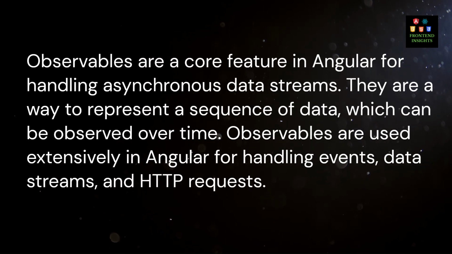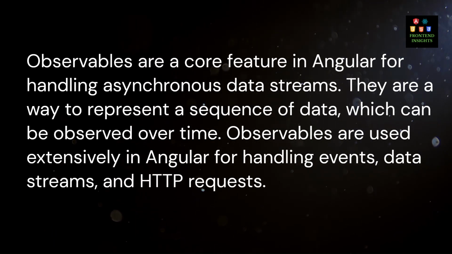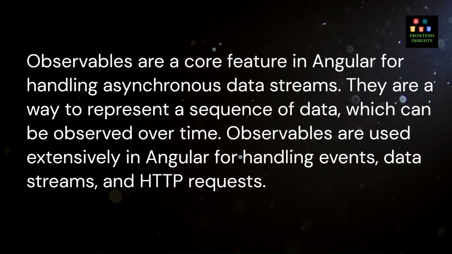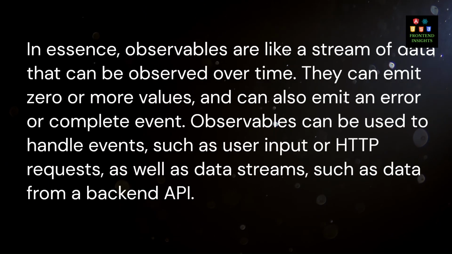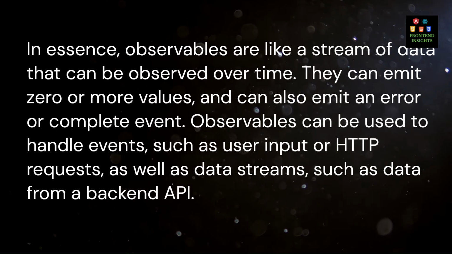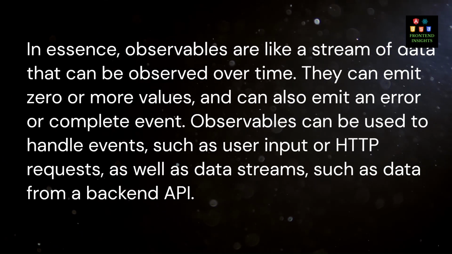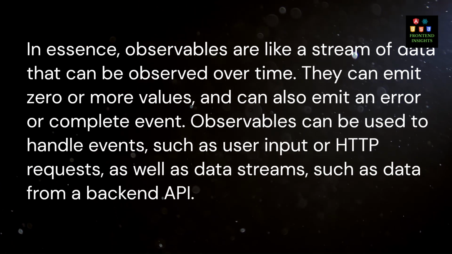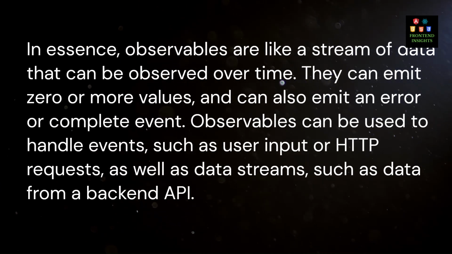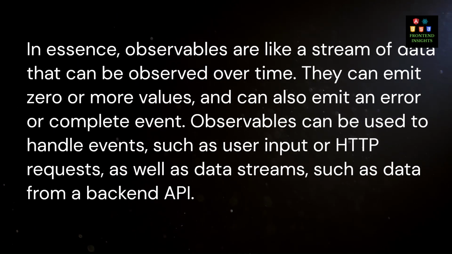Observables are used extensively in Angular for handling events, data streams, and HTTP requests. In essence, observables are like a stream of data that can be observed over time. They can emit 0 or more values, and can also emit an error or complete event. Observables can be used to handle events, such as user input or HTTP requests, as well as data streams, such as data from a backend API.